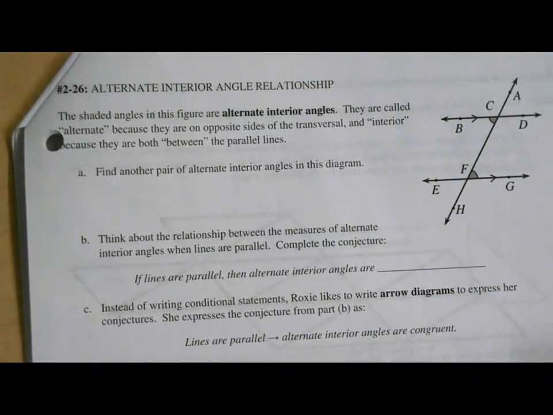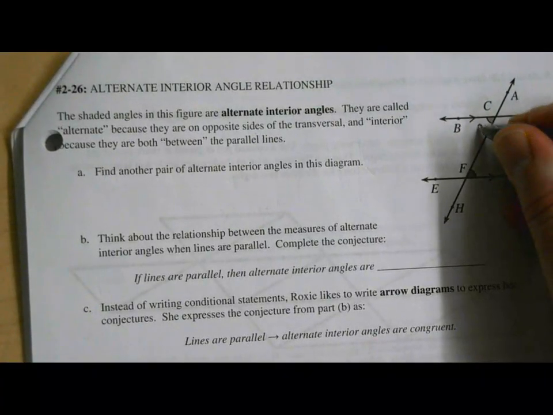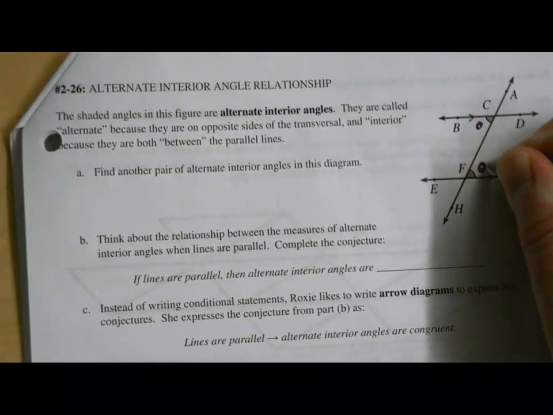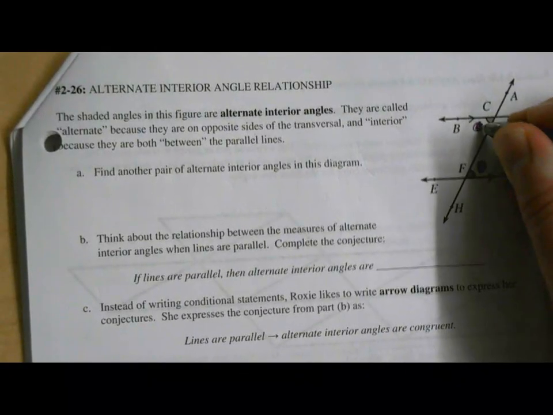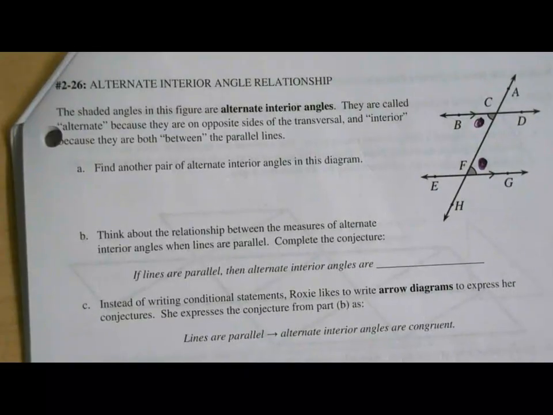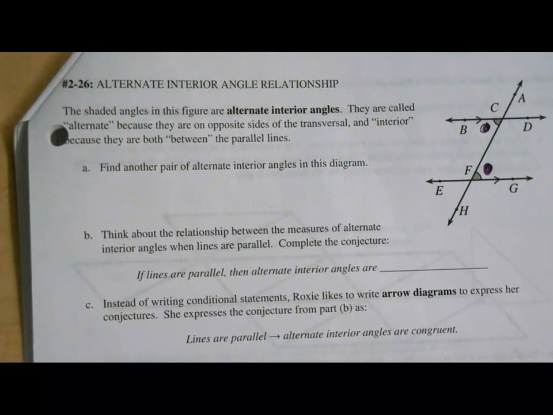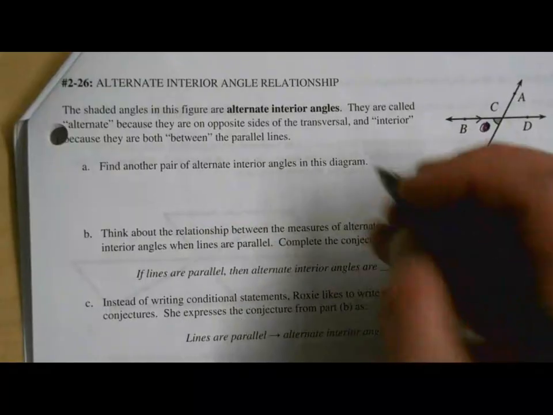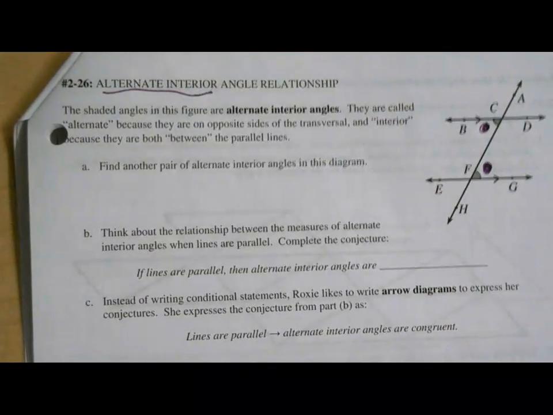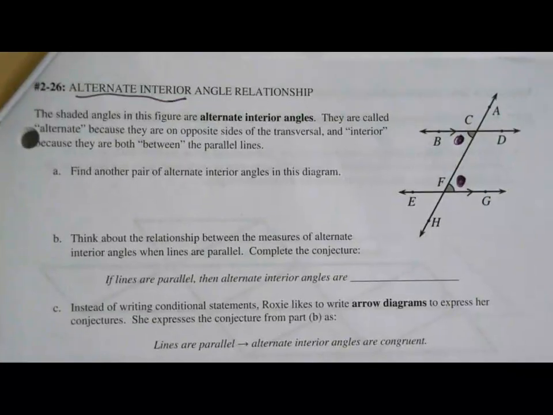We have these two angles marked. I'm going to put a dot here and here just to draw more attention to these two angles. This special angle pair is what is known as alternate interior angles. The name tells you two things about this pair of angles.